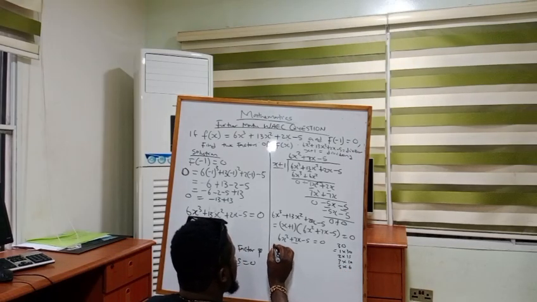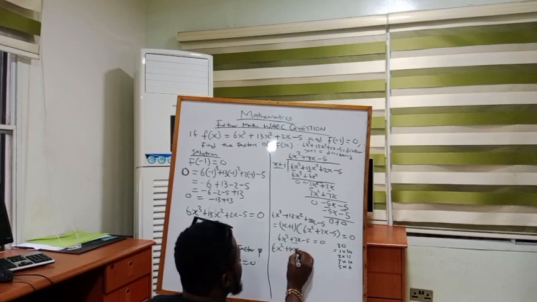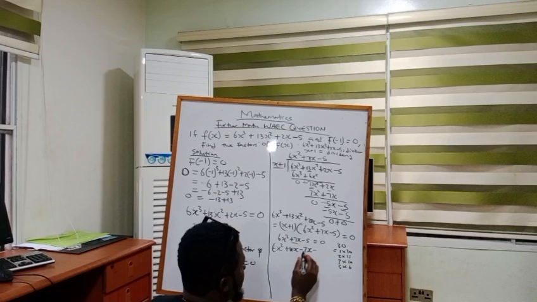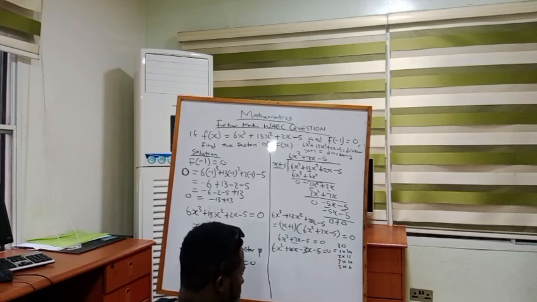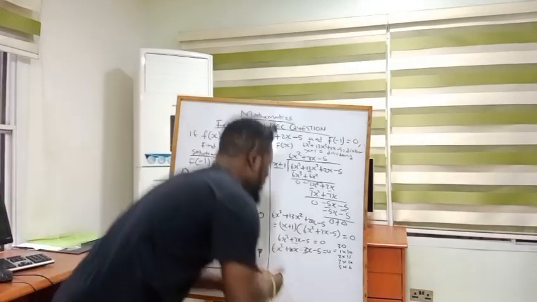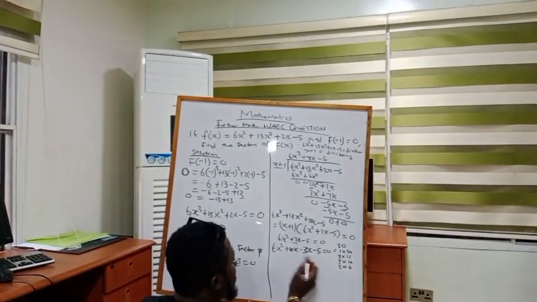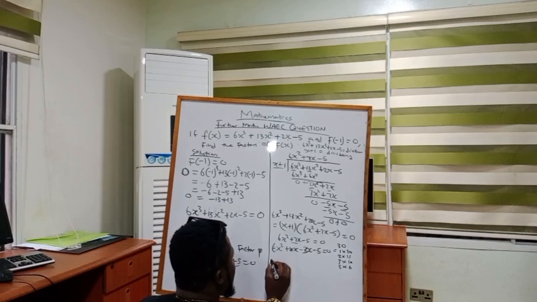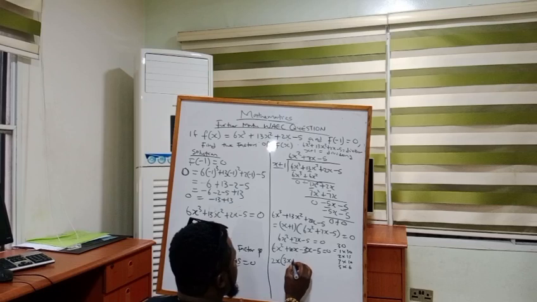So we'll now change this one to 6x squared plus 10x minus 3x minus 5 equals 0. So once you add this, you now combine in 2. What is common to this is 2x into bracket 3x plus 5.